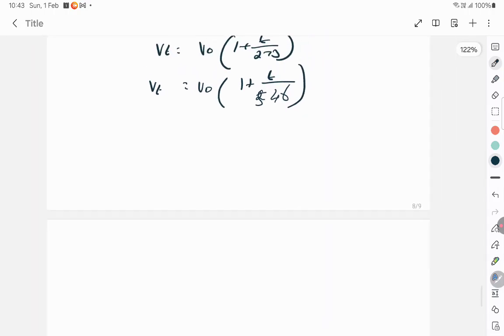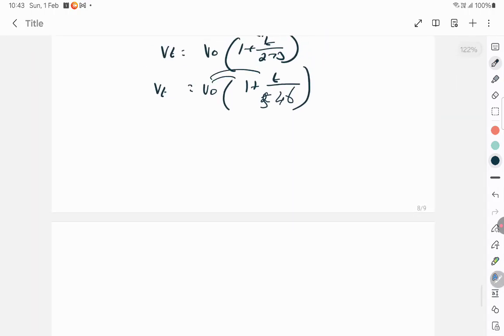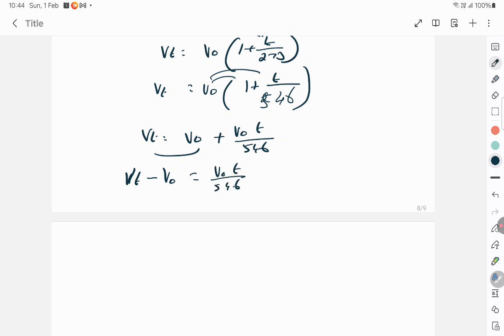You can take this in if you want. So Vt is equal to V0 plus V0 into T by 546. Take it that side: Vt minus V0, the velocity at a particular temperature minus the initial velocity at 0 degrees Celsius, is equal to V0 into T by 546. And you know V0 itself is 332 meter per second.